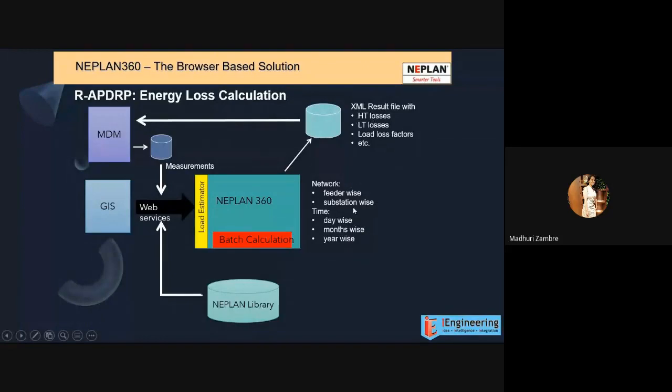So next is the network. Network we can define as feeder wise and substation wise, and the time, that means whatever the losses and your payback period may be, accordingly we can define it day wise, month wise or year wise.